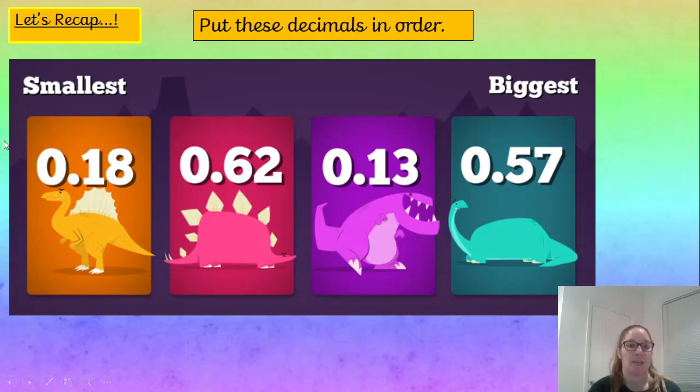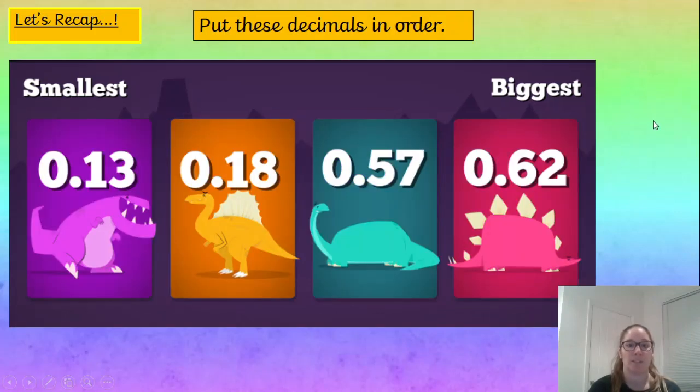Okay, so we can see we've got 0.18, so we have got 1/10 and 8/100ths. And this one is 1/10 and 3/100ths, so this one's going to go first. It's going to go 0.13. We can look at the number after the decimal point. 0.13, 0.18. We know that 0.5 is smaller than 0.6, so 0.57, 0.62. From smallest to biggest.